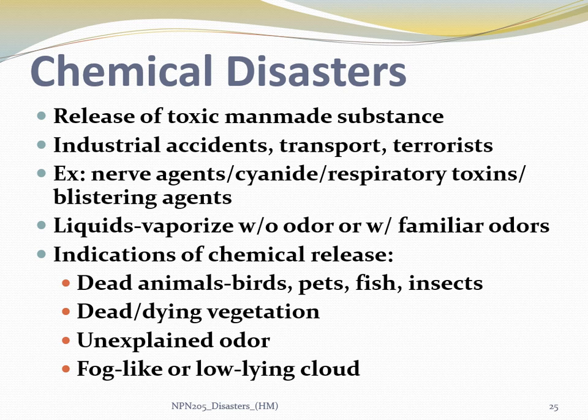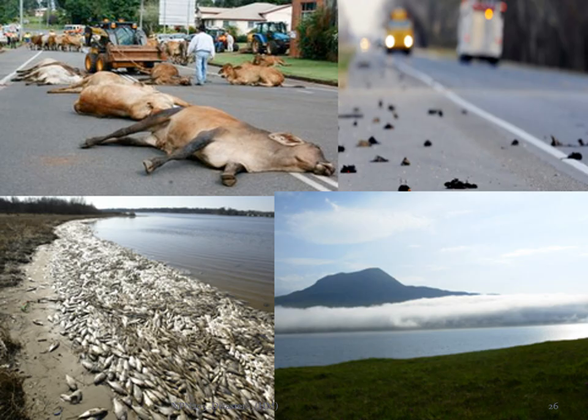Indications of a chemical release. So if you see these things, you need to be really concerned something's going on. Dead animals, birds, pets, fish, insects, dead and dying vegetation, an unexplained odor, and a fog-like or low-lying cloud. All right, here's some pictures for you.